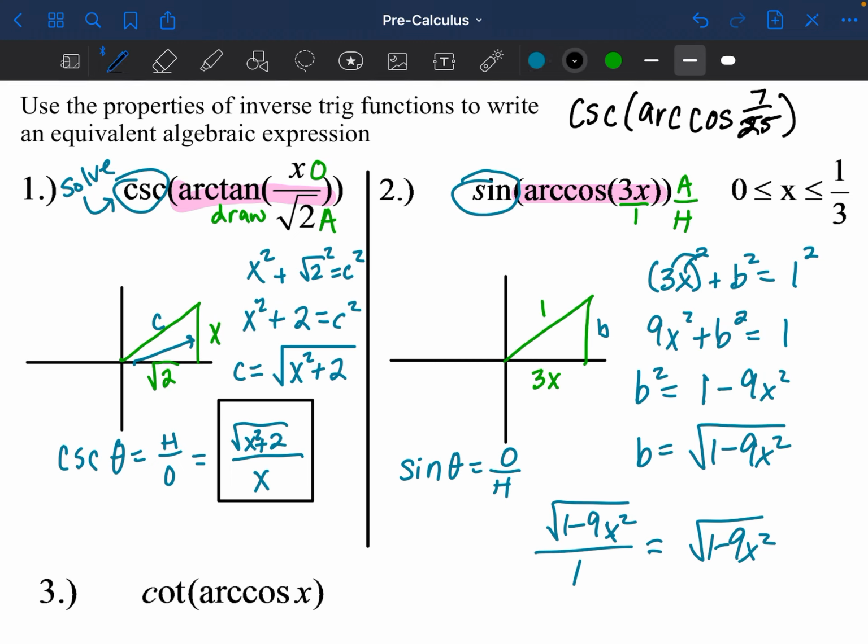All right, these ones really aren't that bad. They just look scarier than they actually are. Go ahead and try number 3.